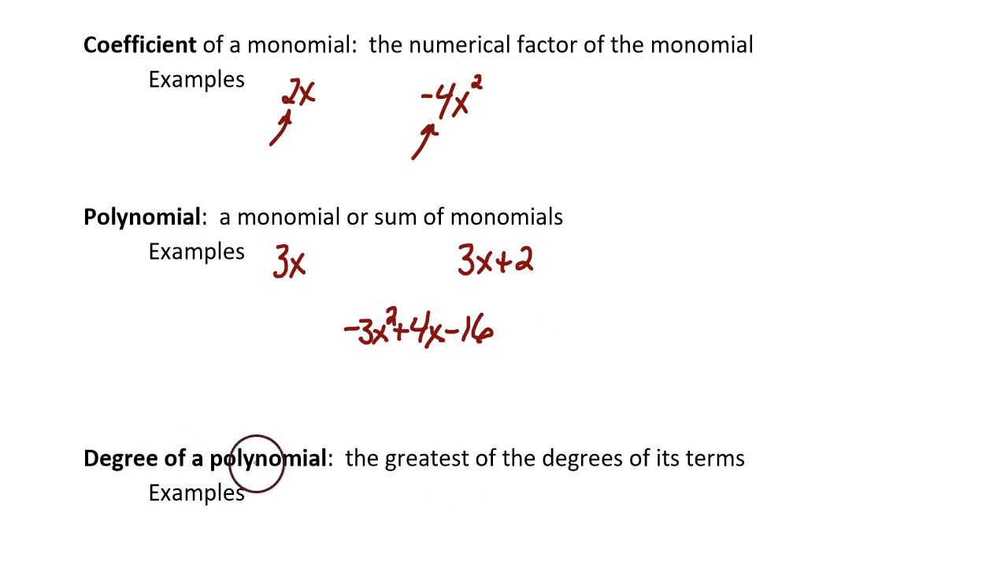Next, degree of a polynomial. This is the greatest of the degrees of its terms. Here is a polynomial. 4a squared plus 2a plus 6. The first term is degree 2. The second term is degree 1 because it's a to the first power. The last term is degree 0. It has no variable. The highest degree of any of the terms is the degree 2, so the polynomial is degree 2.